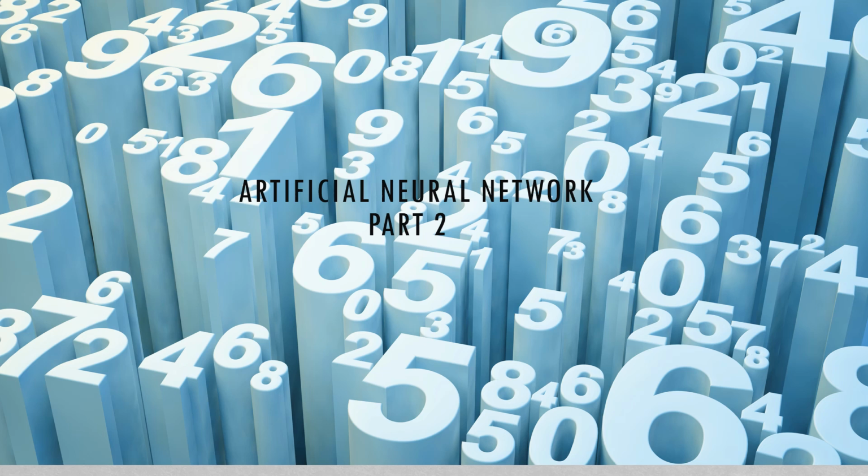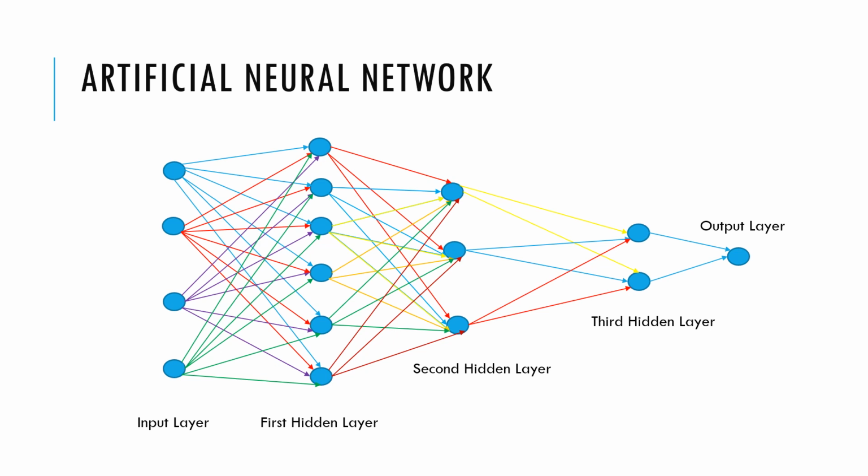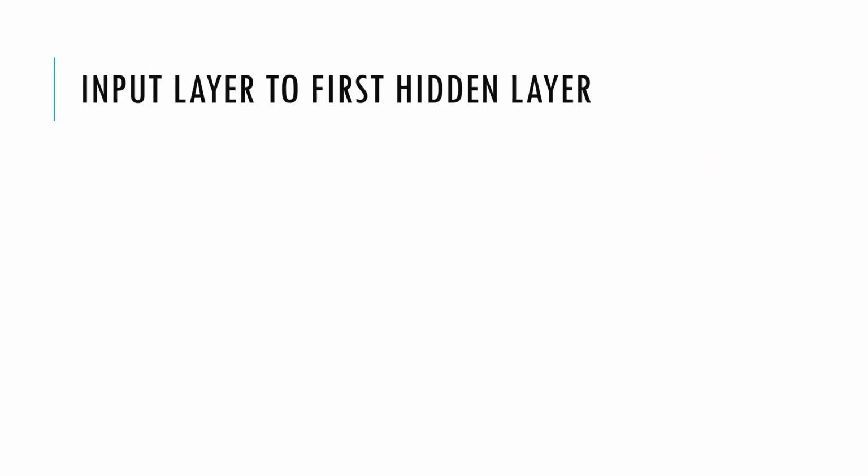Welcome to part 2 of artificial neural network. This is the example we saw in the previous video, so we will work on this. As we discussed in the previous video, there are two main steps: back propagation and forward propagation. Sorry, in this video we are going to deal with forward propagation.